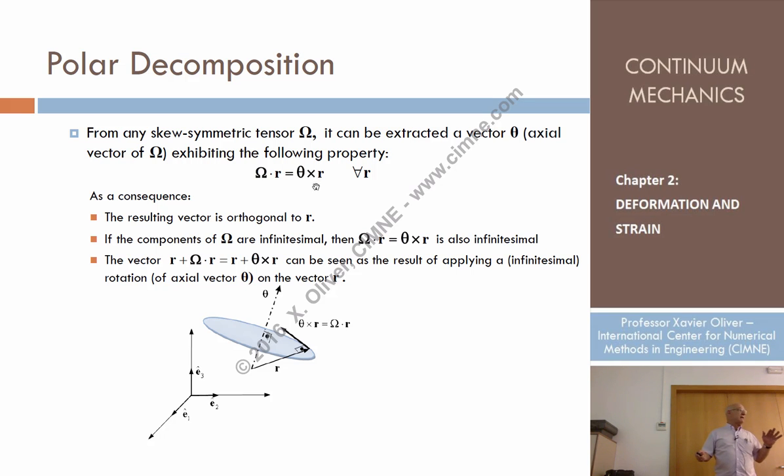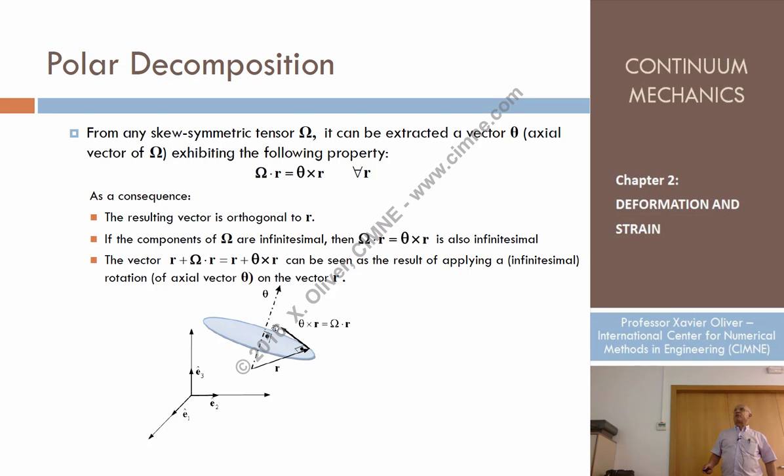Now I will prove that. I will prove that now. Okay? But before going to the proof, let me say that this provides an interpretation, a physical interpretation, a geometrical interpretation of that. Look, imagine that I have the tensor omega, a skew symmetric tensor, sorry. From this tensor, I can obtain the axial vector extracted from omega, which is a vector, which fulfills that condition for all vectors r. What does that mean? Imagine that I have this vector r, and imagine that the vector theta, the axial vector, is that. How is theta times r, the vector product of two vectors? You know that the vector product of two vectors is orthogonal to the two vectors.